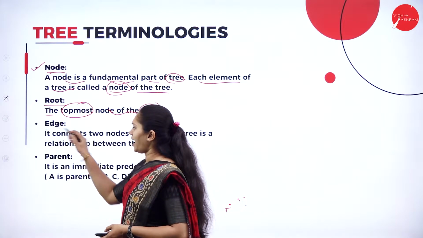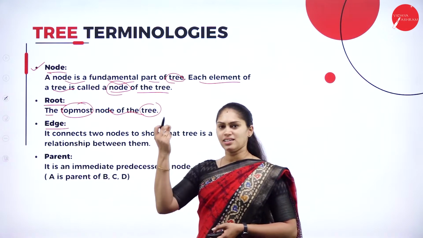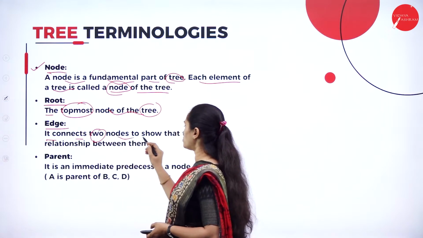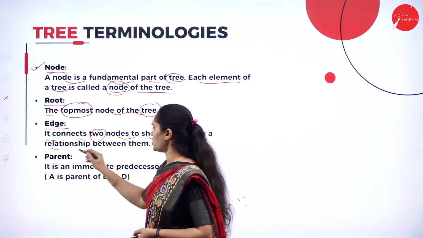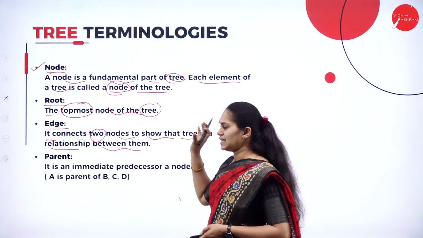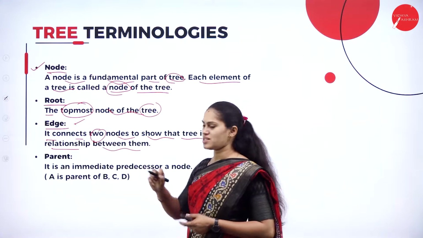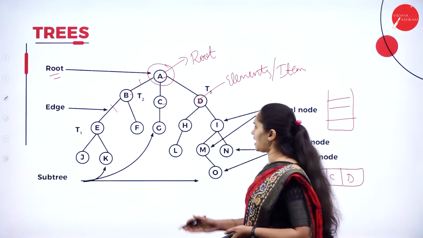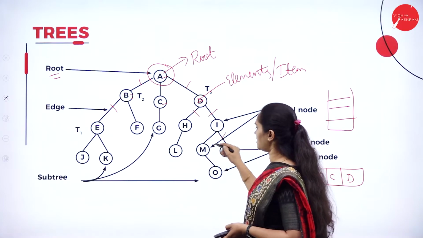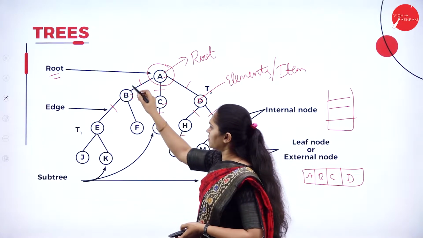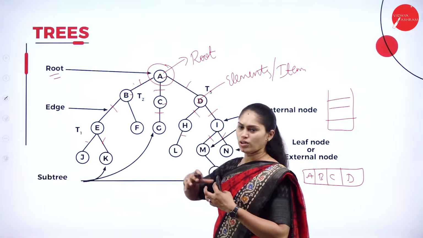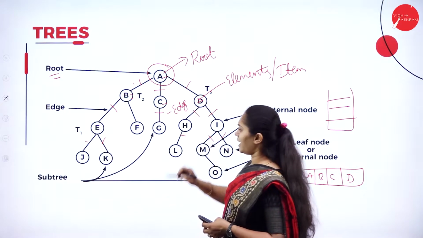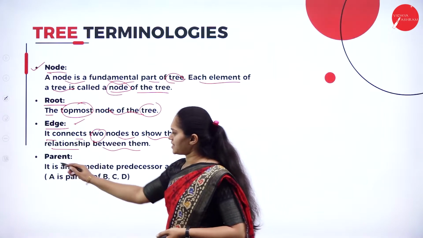Next is what? Edge. Already you know edge, right? That is what? Branches. Why do we require that? It connects two nodes to show the relationship between them. In trees, we will be using these edges in order to make a connection between two different nodes. Here you can see that we have n number of edges, right? In order to have communication between the different nodes, we require these edges or branches. Edge or branch.